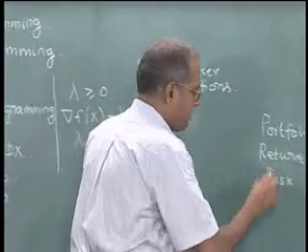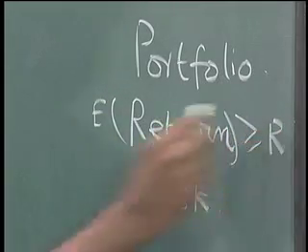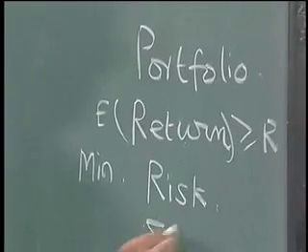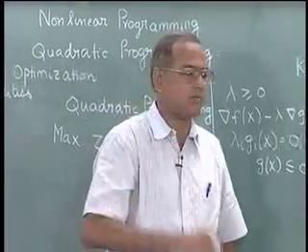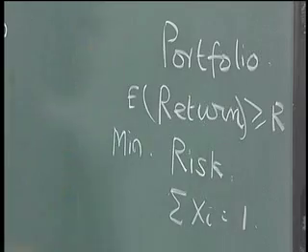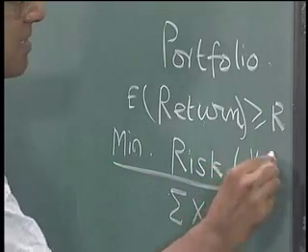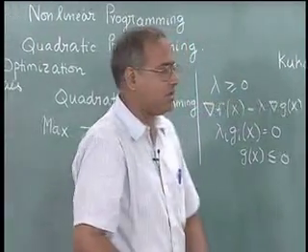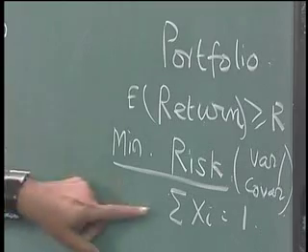Now, such that there is some expected return greater than or equal to some r, and minimize the risk, subject to of course the condition that sigma xi equals 1, the sum of the proportions of the investments should add up to 1. Now this problem is modeled as a quadratic programming problem because this risk is seen as a variance or covariance of the returns, and therefore it is a quadratic form.